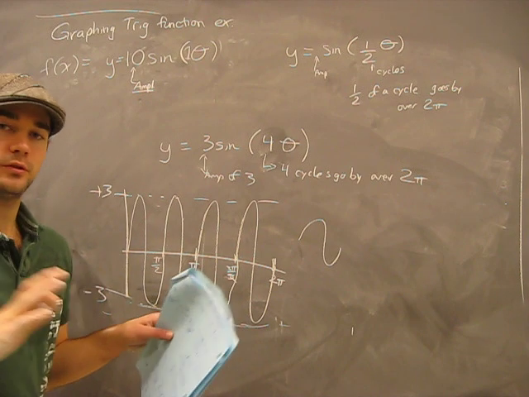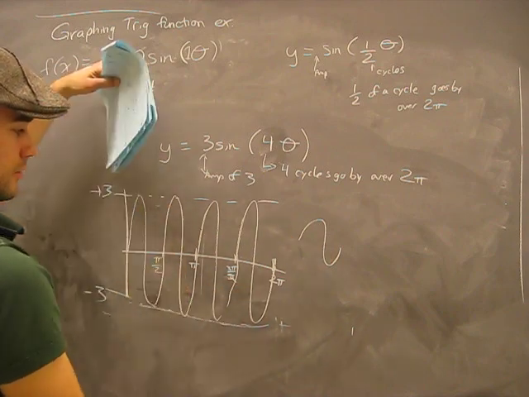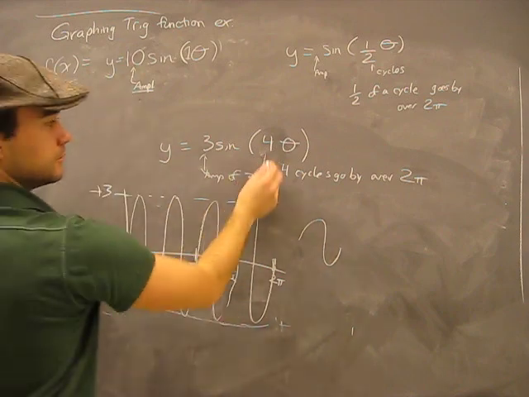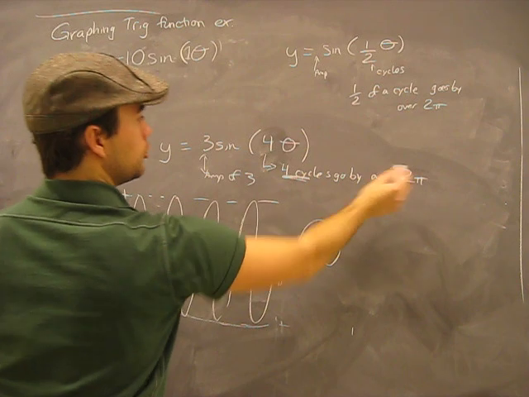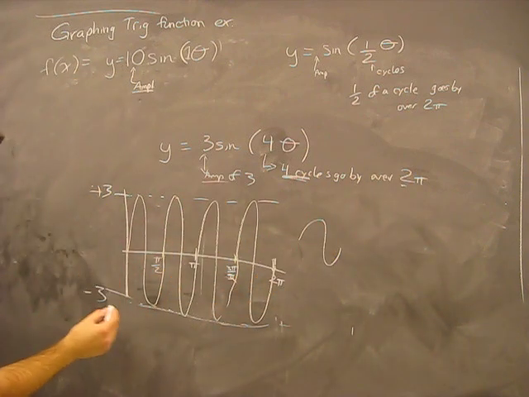So our nice, beautiful sine curve has been compressed and stretched upwards. How many cycles over 2 pi? And the amplitude is how high and low you go.